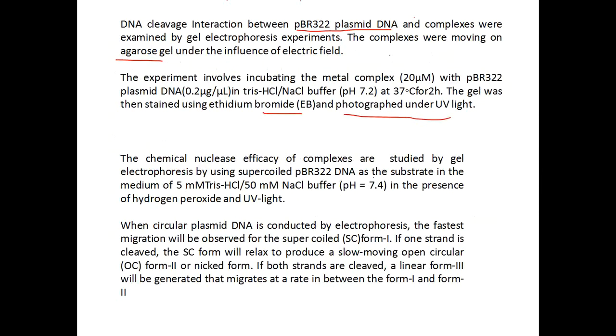So the nuclease efficacy of complexes is studied with gel electrophoresis using supercoiled plasmid DNA with different buffers. When this plasmid DNA, which is also called circular plasmid DNA, undergoes cleavage by the metal complex, or by the enzyme, or by hydrogen peroxide, it might cleave into different forms, right? So for the circular plasmid, the first form is called the supercoiled form, where there is no cleavage occurring, right? It is the standard.